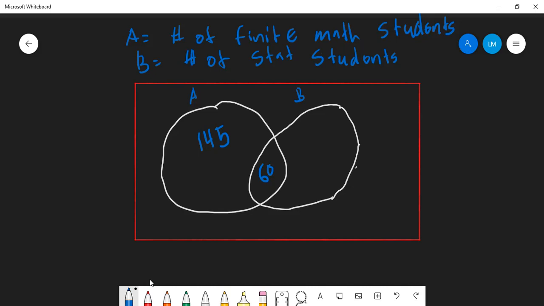But that's not the question that we were trying to find. So 255 minus 60, that's going to be 195. So there's our answer. And note that we don't actually know how many people are at this college. But if we did, then we would be able to figure out how many are not taking either of the two courses, which would be interesting, but that's not what the question asked. So the solution to this problem is that there are 195 students that take statistics but not finite.